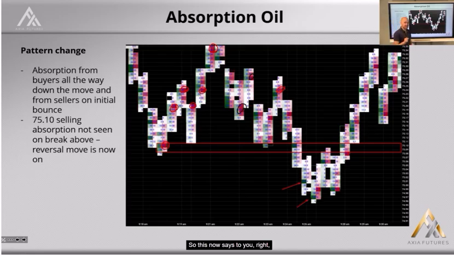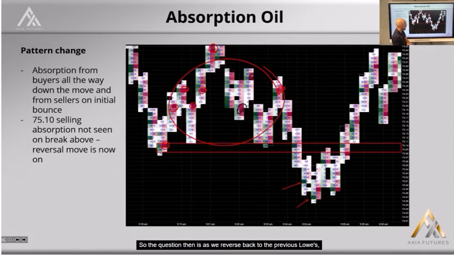So this now says to you, right, we've seen that sellers have slowed down in their aggression. That's what happens here. Now you get the break. Buyers are still quite happy to passively buy this. So the question then is, as we reverse back to the previous lows, do those passive sellers get in the way again? Do they take the initiative to then start to try and hold it down at lower prices? If they don't, this is where the market can turn from.